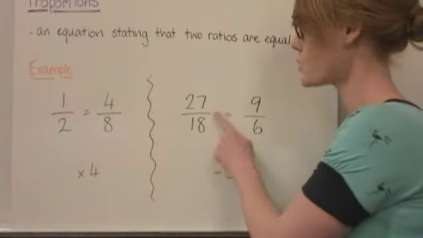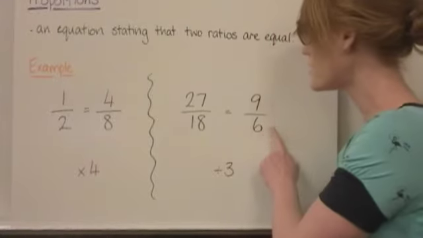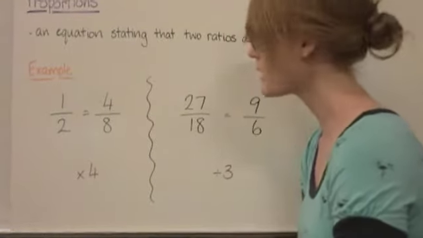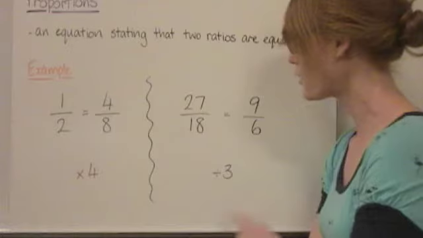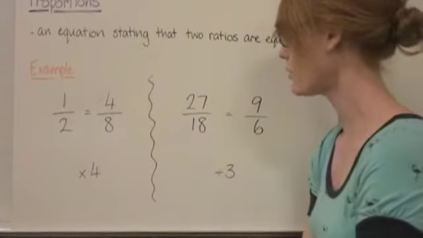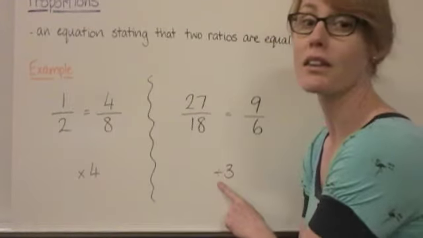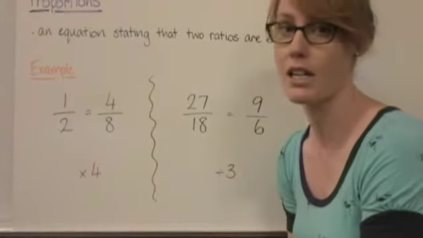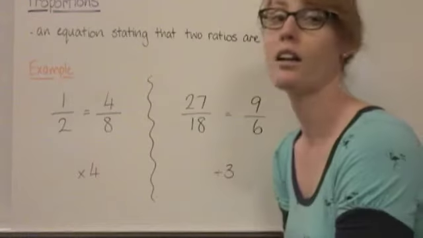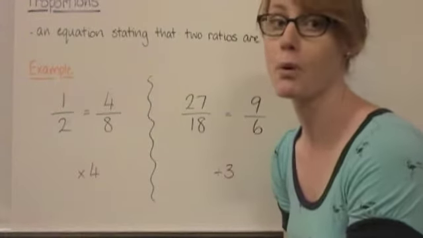Over here we have 27 to 18 and 9 to 6. Again, we can see that they are equal ratios because each term in the ratio has been divided by 3 to form the second ratio. So this pair of ratios represents a proportion.